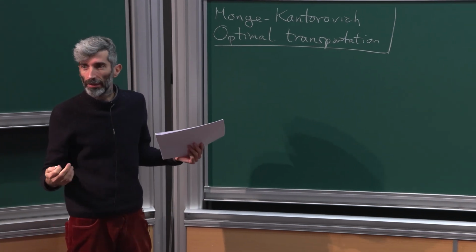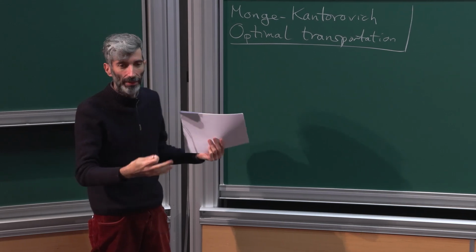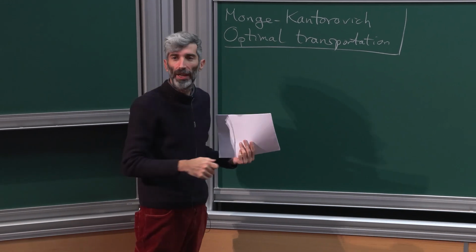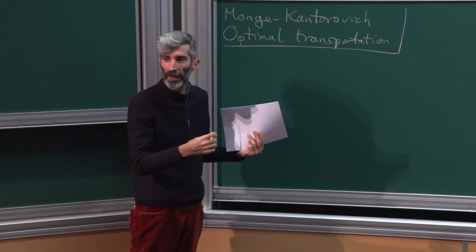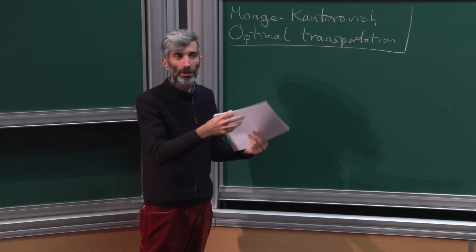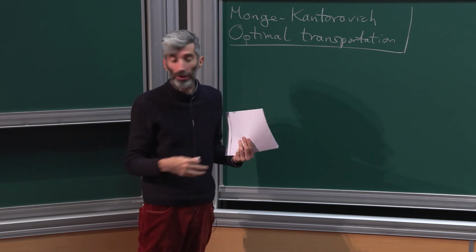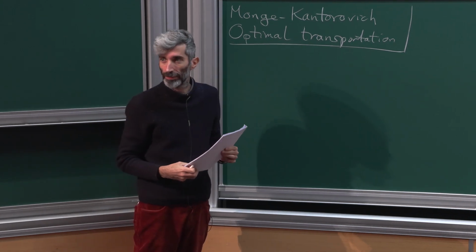You can think of it as a given instance. You have one measure, a second measure on the same metric space. You have a cost function, and then you want to optimize the transport. I will give you the definition in a second.